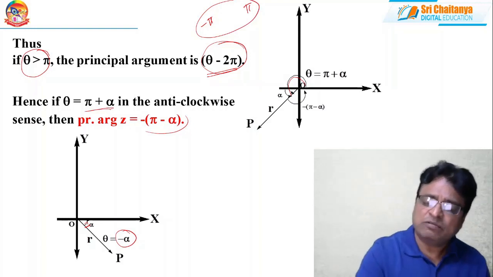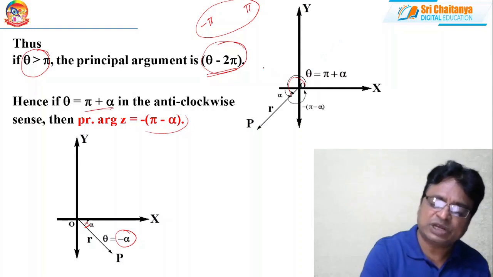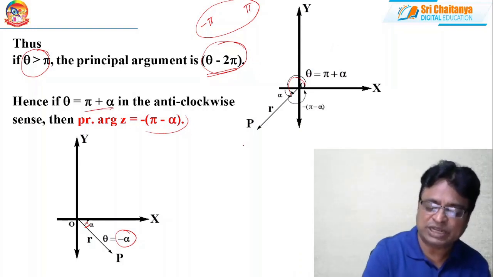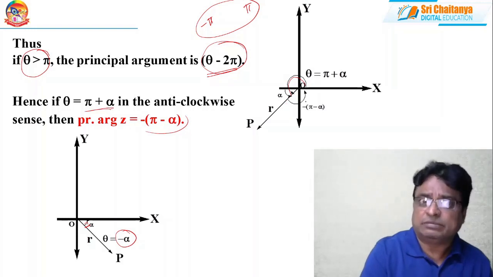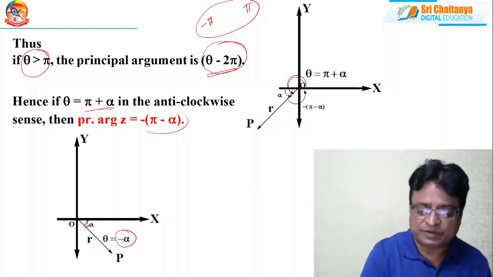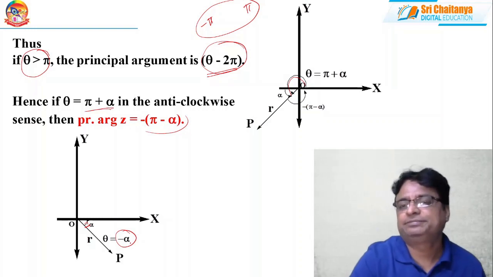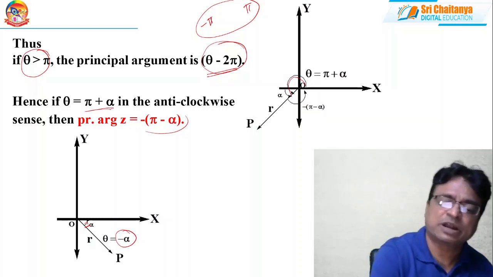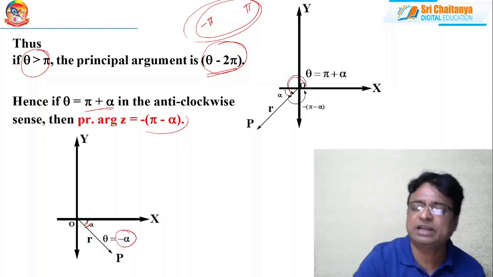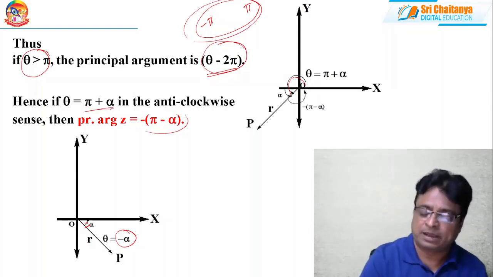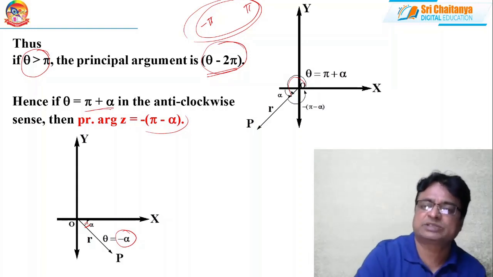Clear? So all values which lie in the first quadrant are represented with theta, all values which lie in the second quadrant we represent with pi minus theta, all values which lie in the third quadrant we represent with pi plus theta, and all values which are in the fourth quadrant we represent with minus theta. But anyhow, the principal argument always lies between minus pi and pi. If you imagine those diagrams very carefully, you will get the location and position of the complex number correspondingly.